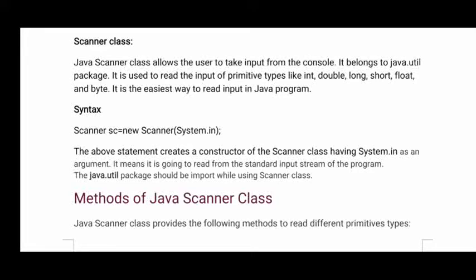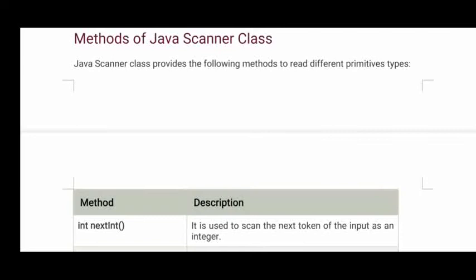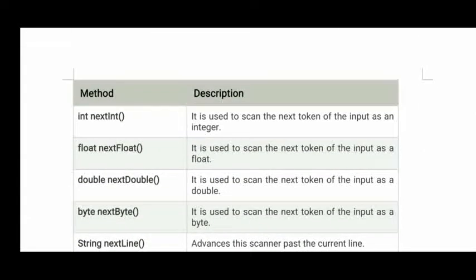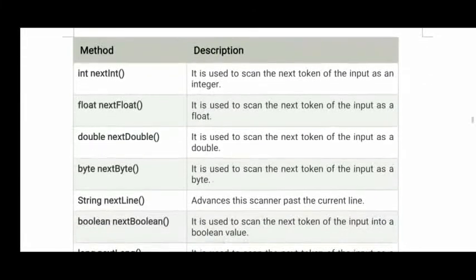Understood? Now here you see the methods of the Java Scanner class. As I already said, a class contains objects, and those objects contain different methods. So when you create an object of the Scanner class, what methods can you use on that object? Here I have given a few methods that you can use with the Scanner object. See here, the int method, and see the description.